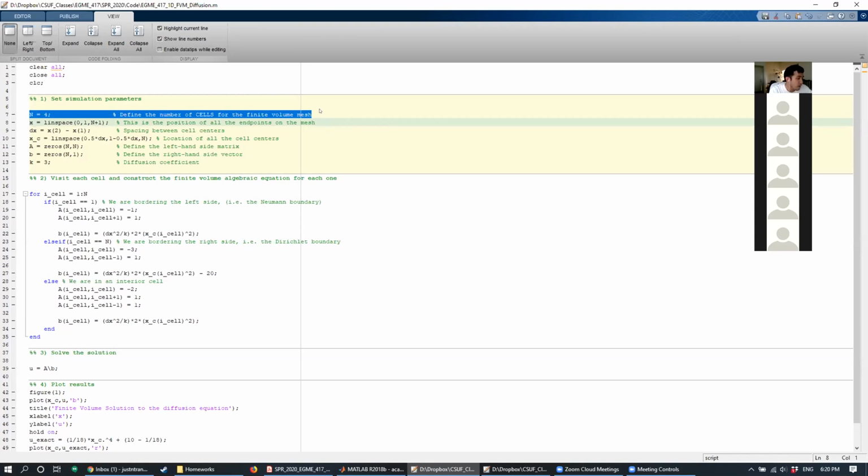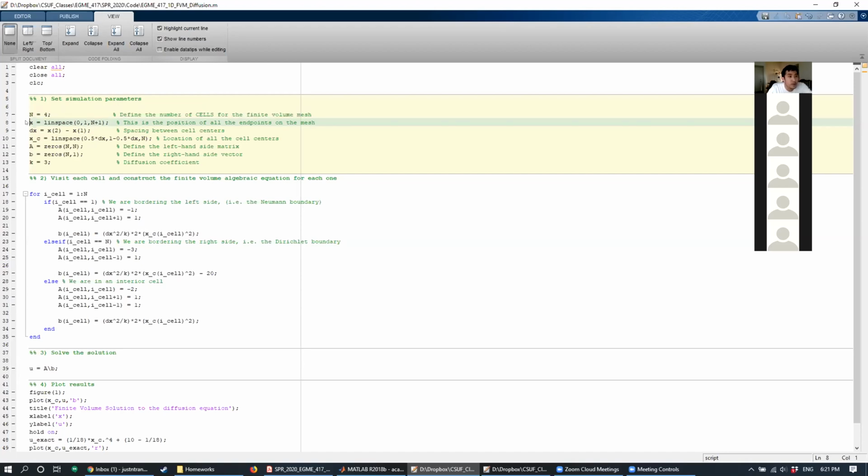Okay. So this was in all of our finite difference codes. So we always had an n value. But what I wanted to highlight here was that n represents something different. Instead of representing the number of grid points in our mesh, what this represents instead is the number of cells, right? Because remember, in finite volumes, we're worried mostly about the cells, not the grid points.